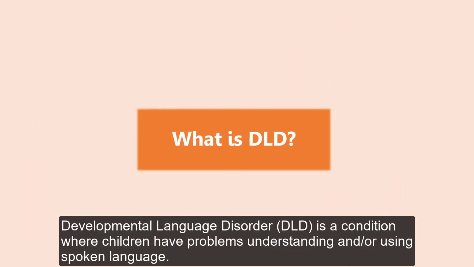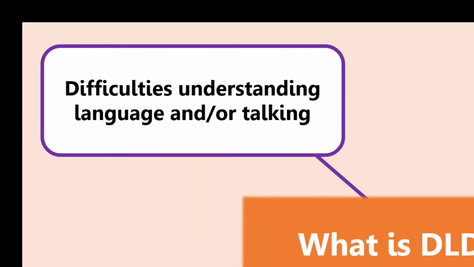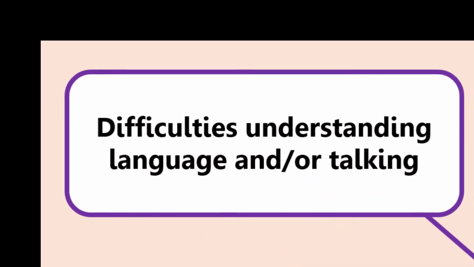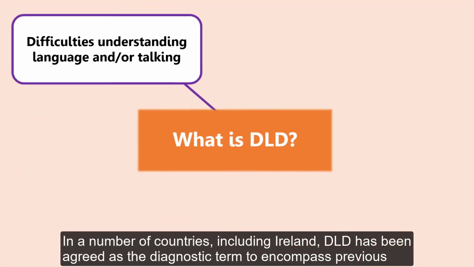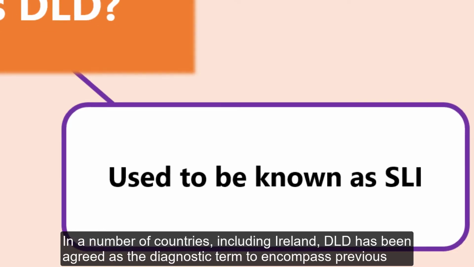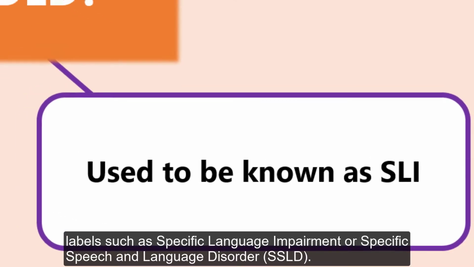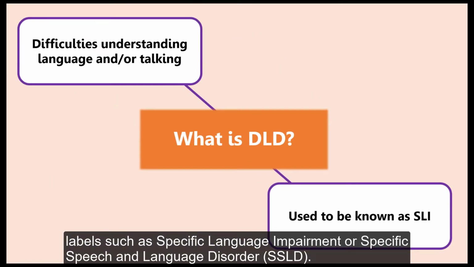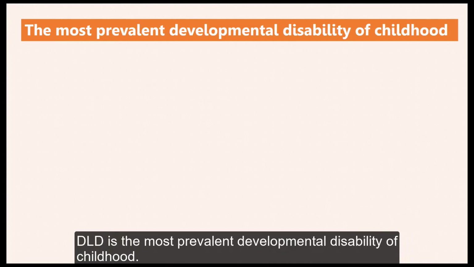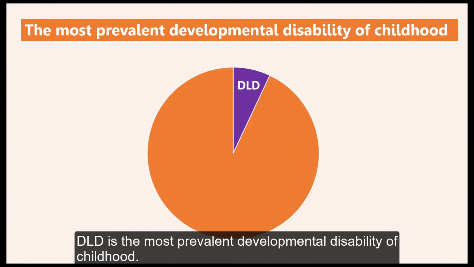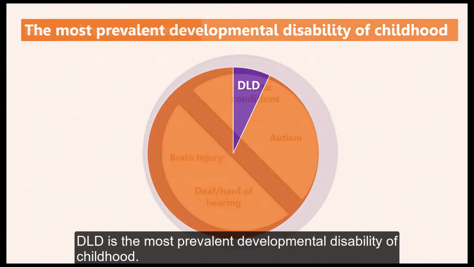So what is DLD? Developmental language disorder is a condition where children have problems understanding and/or using spoken language. In a number of countries, including Ireland, DLD has been agreed as the diagnostic term to encompass previous labels such as specific language impairment or specific speech and language disorder. DLD is the most prevalent developmental disability of childhood.